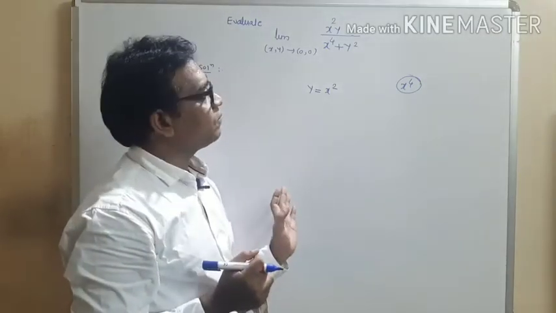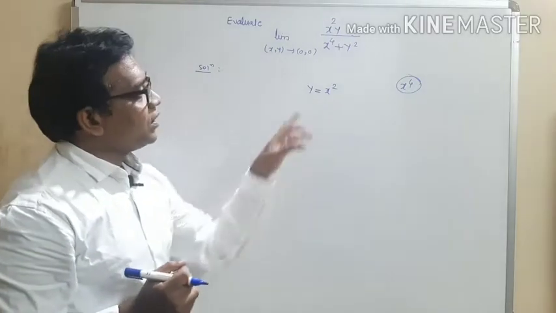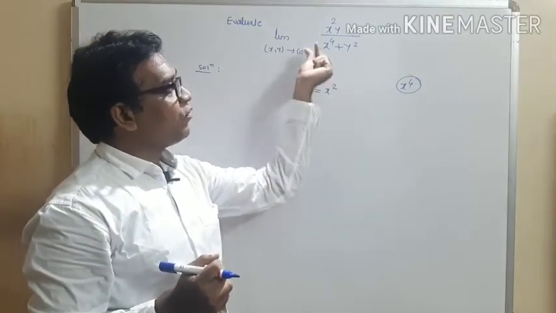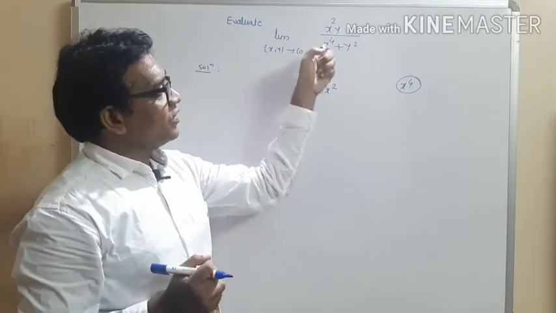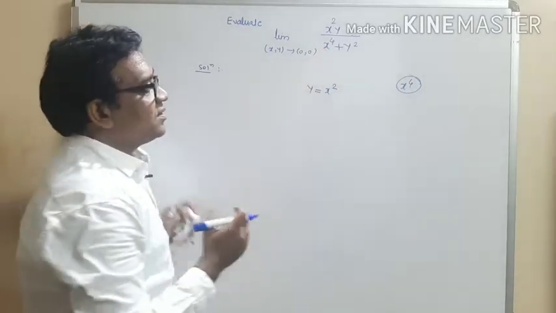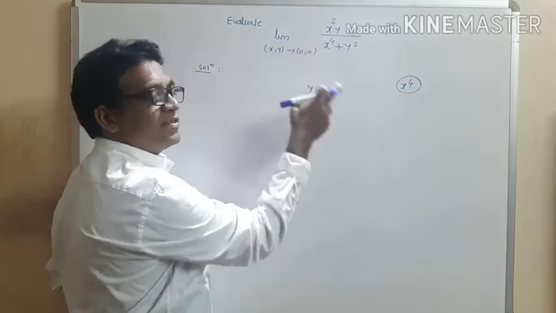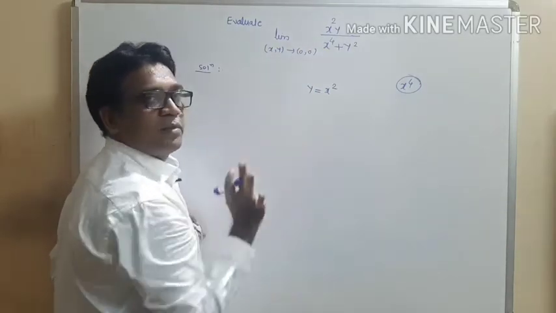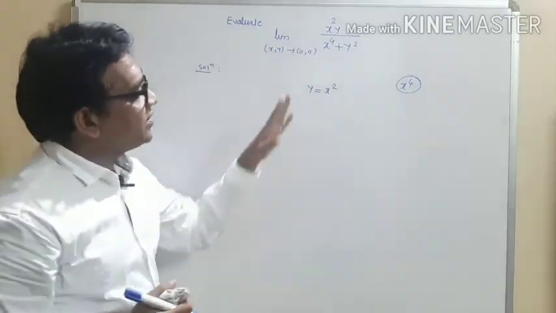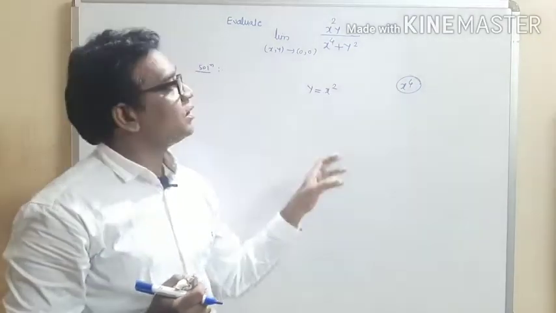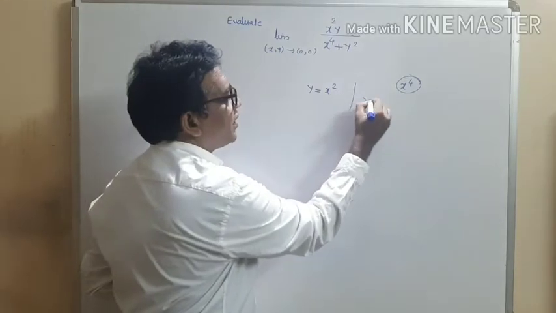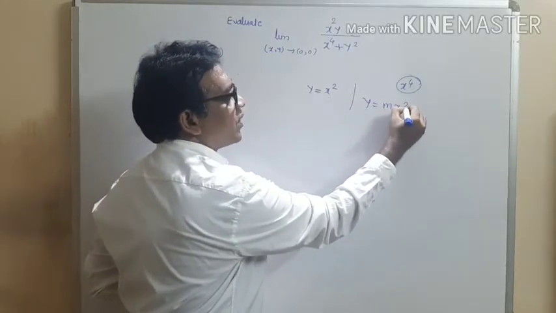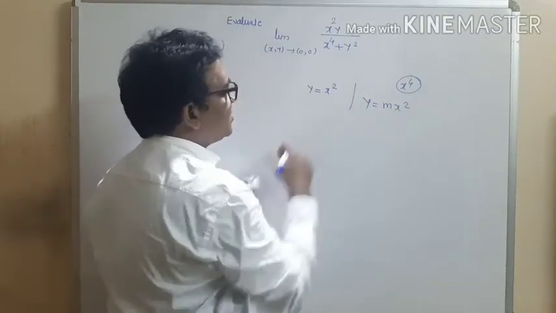How to select the path? First of all, find out the maximum power for x in denominator. X raised to 4 is the maximum power. So adjust this x raised to 4 in numerator. That means we have to take y equal to x square, or we can take y equal to mx square also. So consider this path.